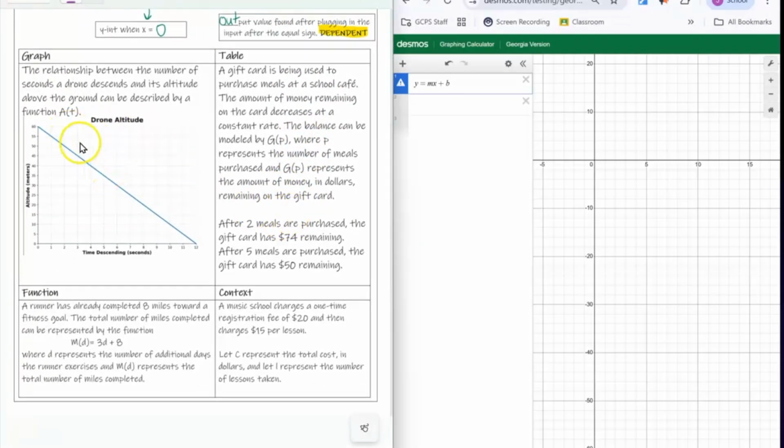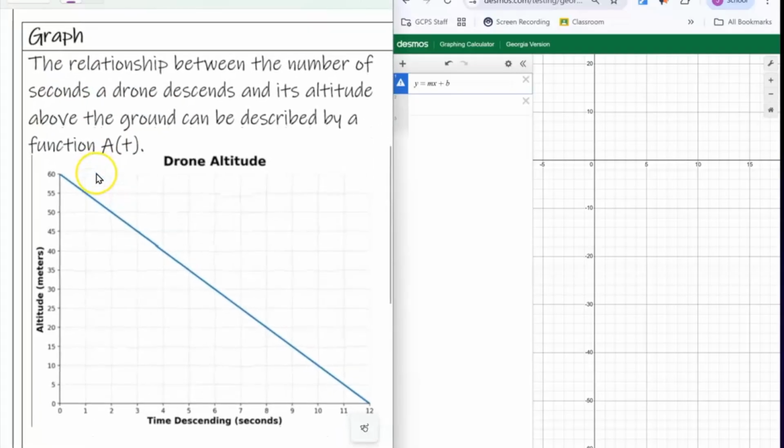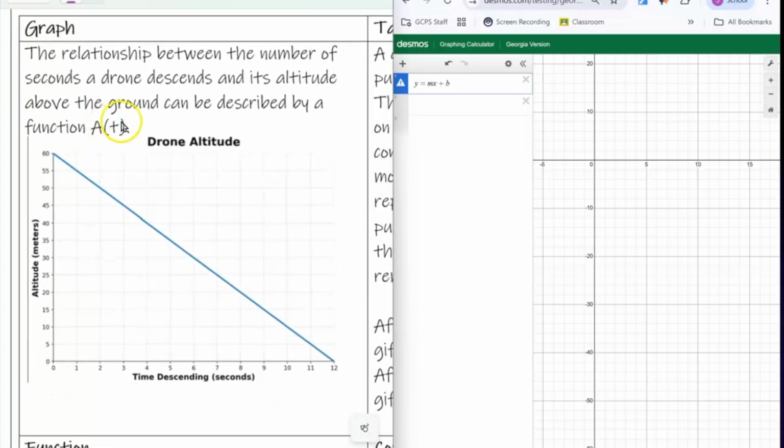All right, so now there are 4 different types of questions I could give you. I could give you a graph, I could give you a table, I could give you a function, I could give you a context. The premise of all of this is exactly the same thing. You just need to be able to recognize what the question is asking. So we'll start off with the graph. Okay, so look at this graph. Now yours should be a different graph, so take a second to look at it.